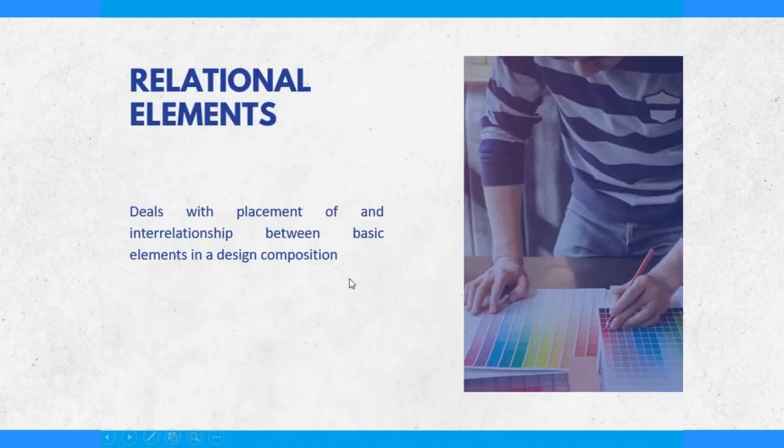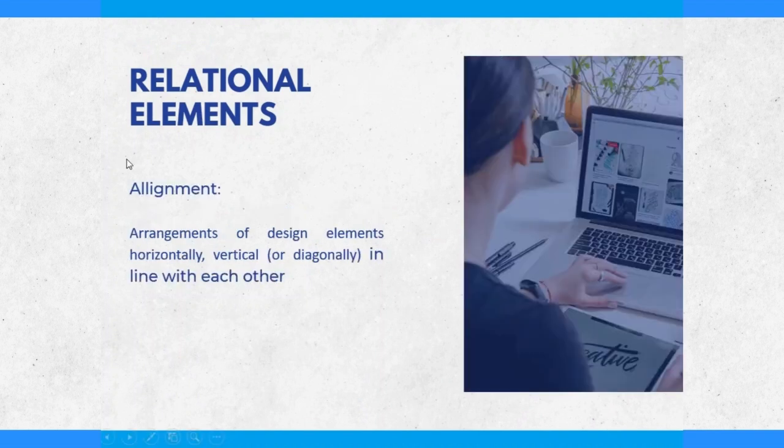Now we have what we call relational elements, and these are elements that deal with the interrelationship between the basic elements in your design composition. So relational element is about that interrelationship between the basic elements. For relational element, we have what we call alignment, and that is about how the elements in your design are arranged, whether it is horizontal, vertical, or diagonal, with respect to each other.